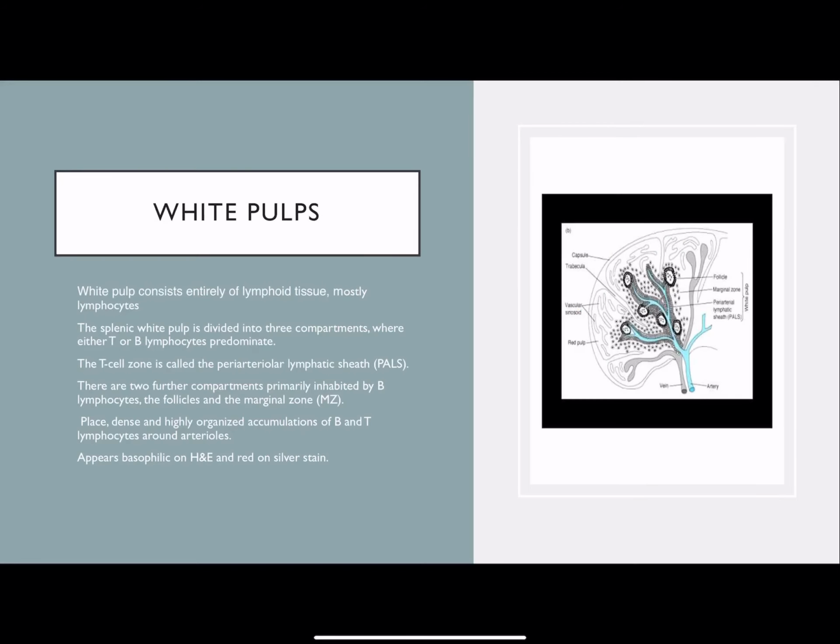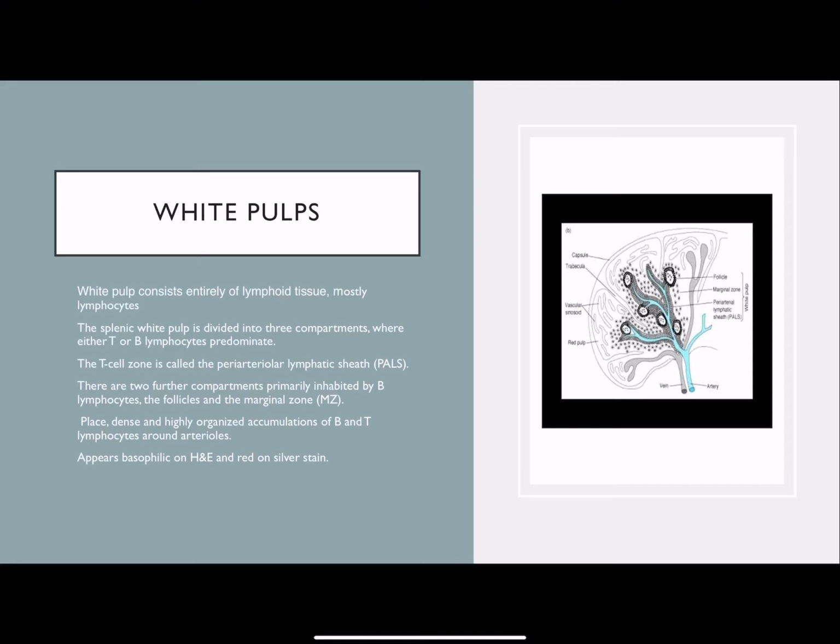And to talk about the white pulp, it consists of lymphoid tissue, mostly lymphocytes. The splenic white pulp is divided into three compartments where either T or B lymphocytes predominate. The T cell zone is called the periarteriolar lymphatic sheath. There are two further compartments primarily inhabited by B lymphocytes, the follicles and marginal zone.